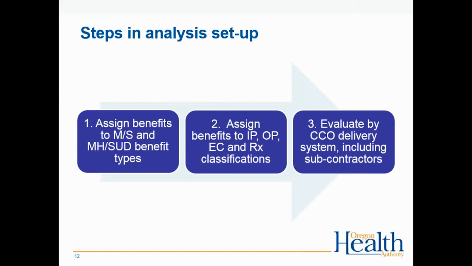So in the setup analysis process, there are 3 steps that are going to come up. The first is assigning benefits to a med-surg or mental health substance use disorder benefit type. So is it mental health, or is it med-surg? And there is some guidance in terms of how that division is going to be applied. Second, there's assigning these benefits to inpatient, outpatient, emergency, and prescription drug classifications. And we'll see why that's important in a minute. And then the third step is to evaluate the CCO, looking at the CCO delivery system, including subcontractors, and some more detail on that in a moment.